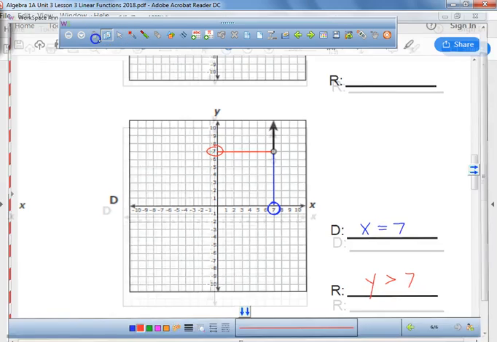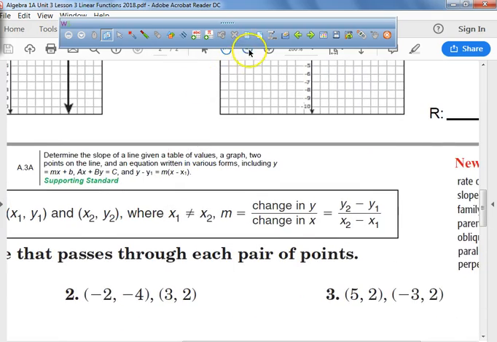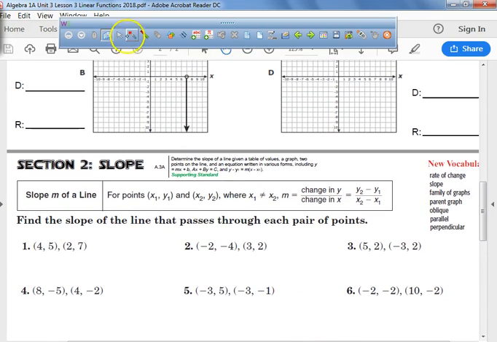All right, what we're going to do right now, everybody, we got to work hard. Okay, we're going to be working on practicing slope. Okay, I'm going to take a screenshot of this real quick.